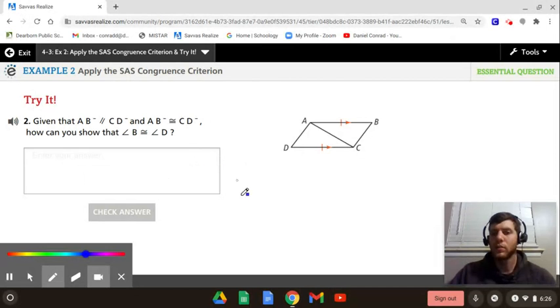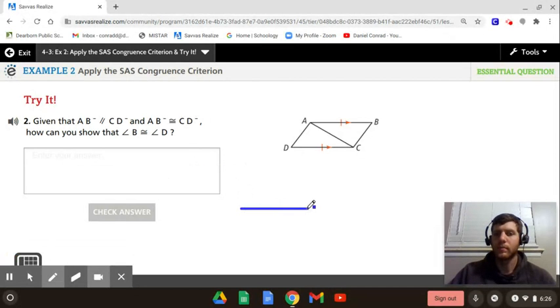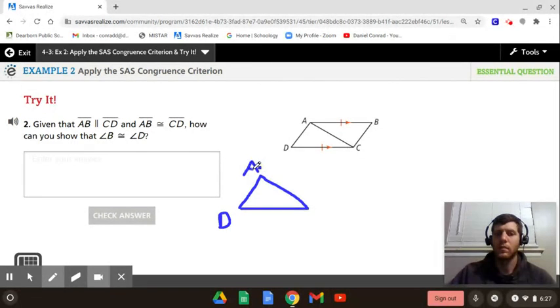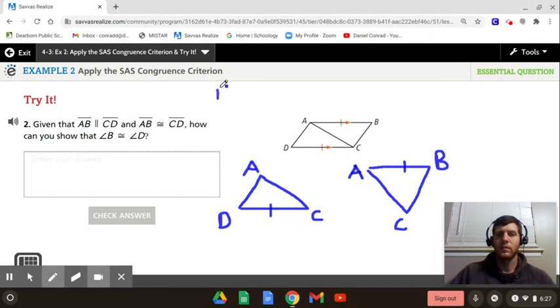Okay, so first thing you should do is draw these triangles separately. Okay, so D, A, C. And then the other one over here is going to be A, C, and B. Let's put in our hash mark here. We have DC is congruent to AB. So we can even write that out here. DC is congruent to AB.